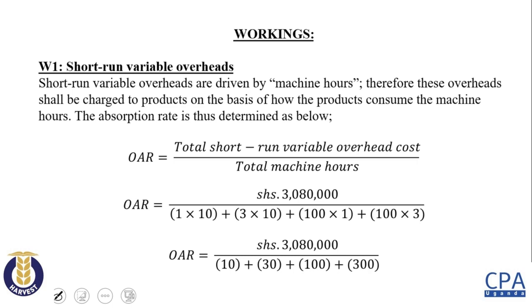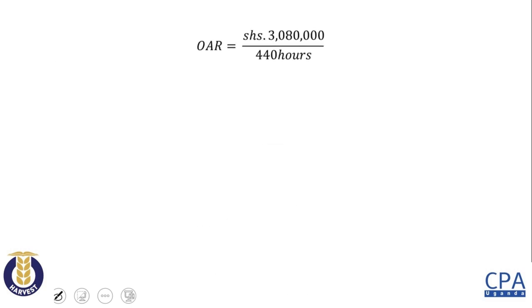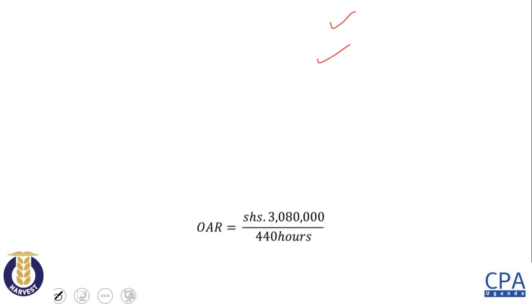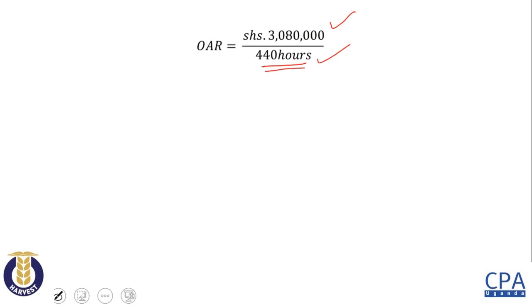So all in all, we are saying that NOMI requires 10 machine hours in total. Star requires 30 machine hours in total, and then OMO requires 100 machine hours in total, and then finally jig, for the total number of units, we need 300 machine hours. So to simplify our fraction further, the numerator has remained the same, 3,080,000, but the denominator we have simplified further, which comes to 440. And how do we get that? We get 10 plus 30 plus 100 plus 300. Your calculator should be giving you a total of 440 machine hours.